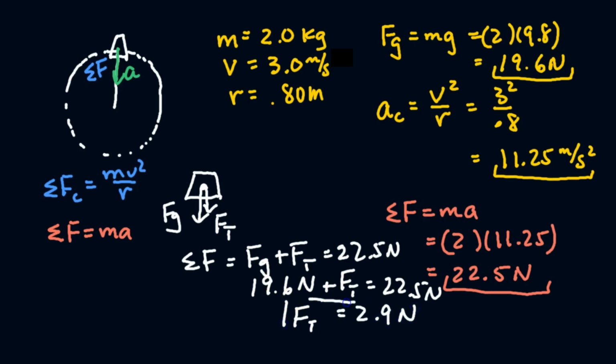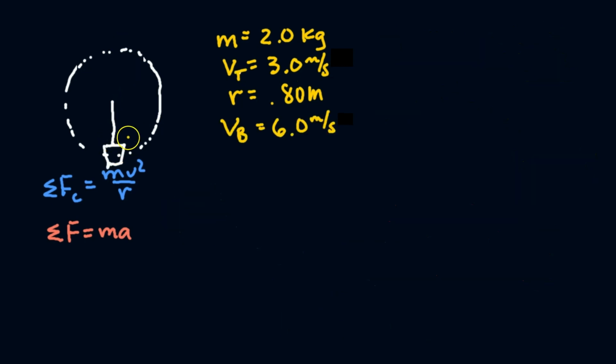So what does this number tell us? This number tells us the tension force that's needed to swing this bucket in a circle such that at the highest point it has a speed of 3 meters per second. Now let's take a look at if we were to swing this bucket all the way to the bottom, what can we calculate about this bucket at the bottom of this vertical circle?